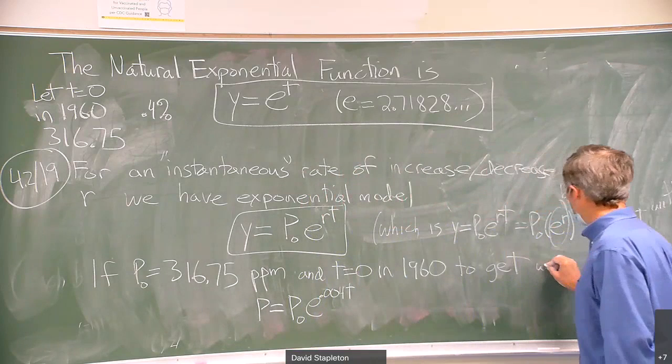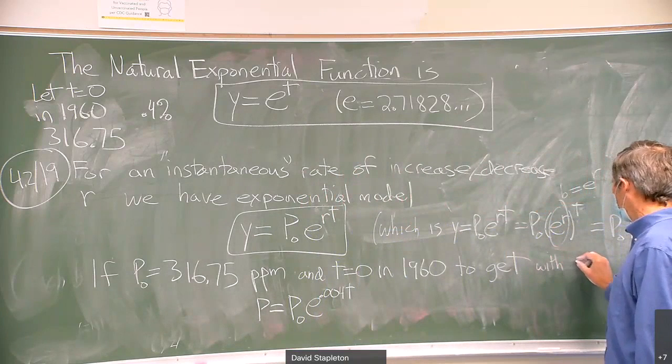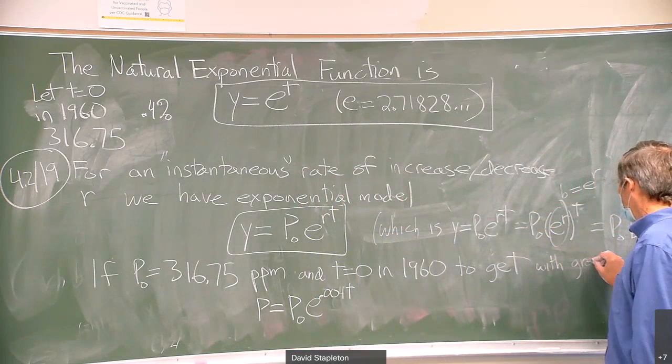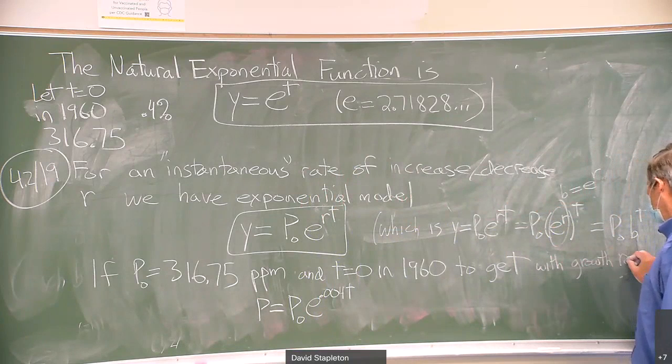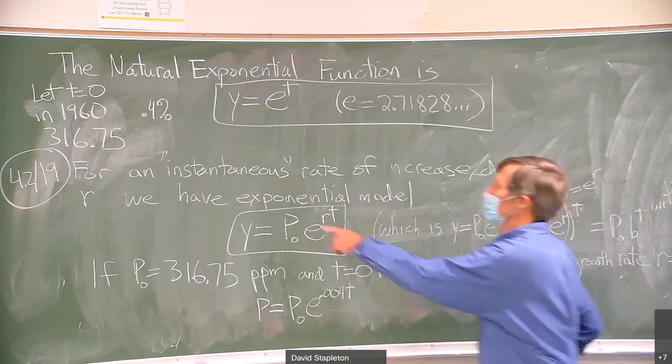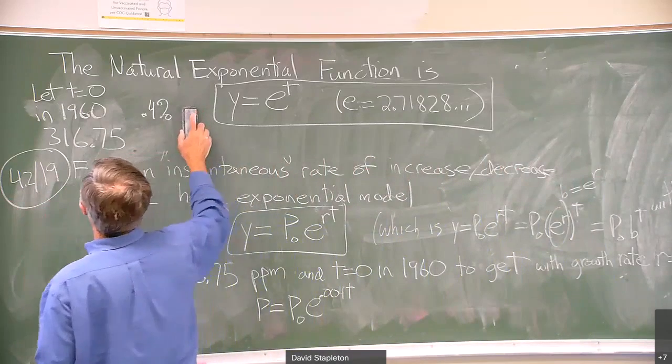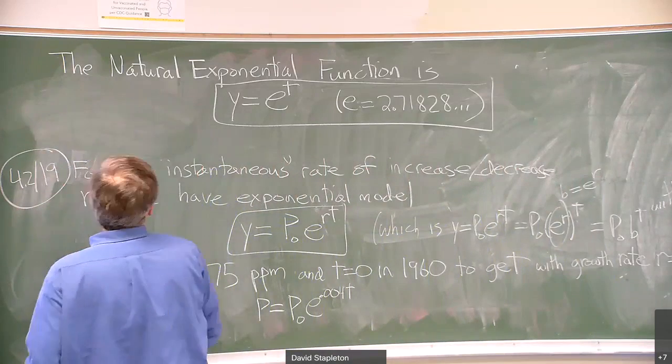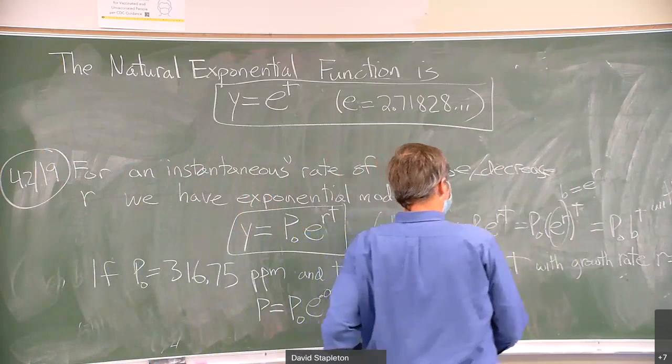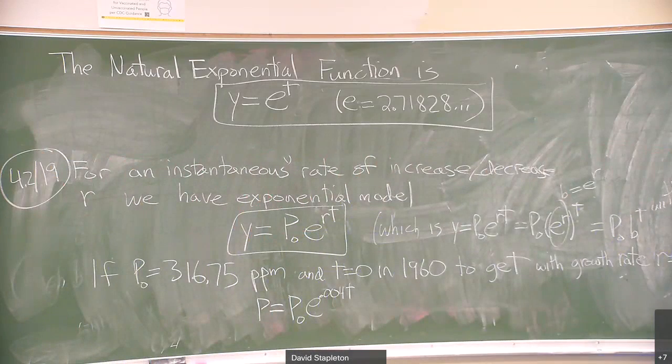I should say with instantaneous growth rate r equals 0.4%. I should have written that down. Here's the whole problem. I just scribbled this here to remind myself. So here's the problem. r equals 0.4%. This means 0.4. Now, 1% would be 0.01. So this as a decimal is 0.004, 4/10 of 1%.